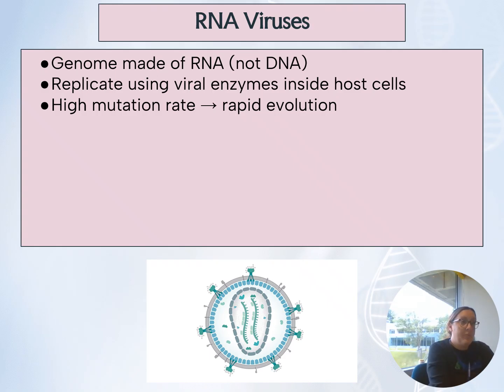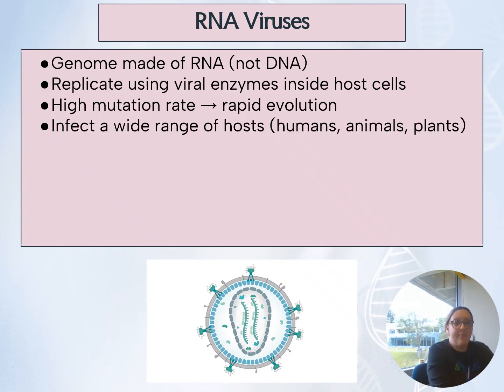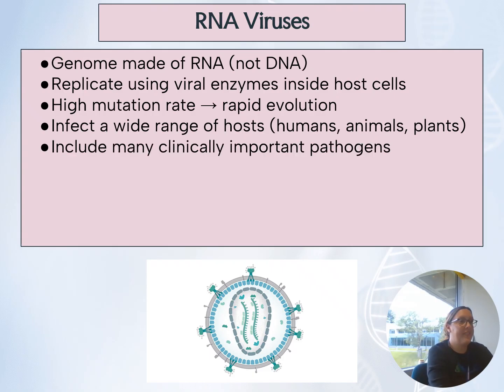Because they replicate a little bit differently, they tend to evolve a little differently as well too. They have a higher mutation rate. They are pretty diverse in terms of the type of host that they can infect. We have lots of RNA viruses. HIV is a great example.